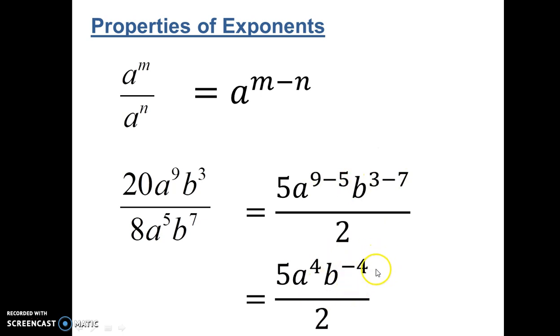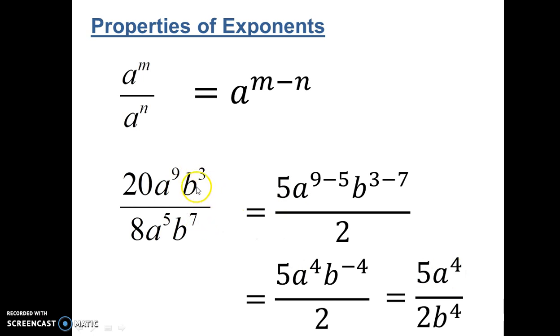That simplifies to 5a to the 4th, and this is a negative right here. It's important to know that when you have negative exponents in a fraction, notice how this negative has been dropped to the bottom and became positive. Remember that rule. The reason is, if you think of it in terms of where do you have more a's, you have 4 extra a's on top, so there's a to the 4th in the final reduced form.